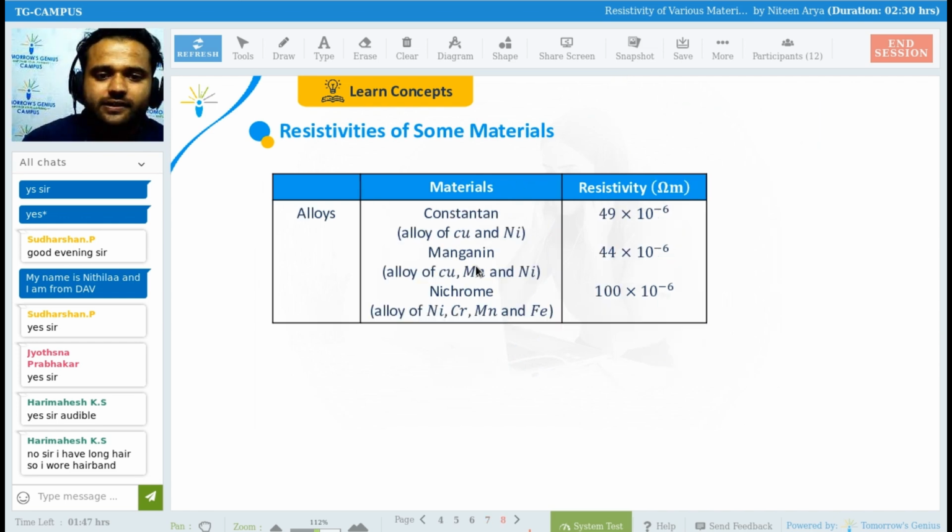Okay. In the same way, alloys. What is an alloy? Tell me, anyone. What is an alloy?